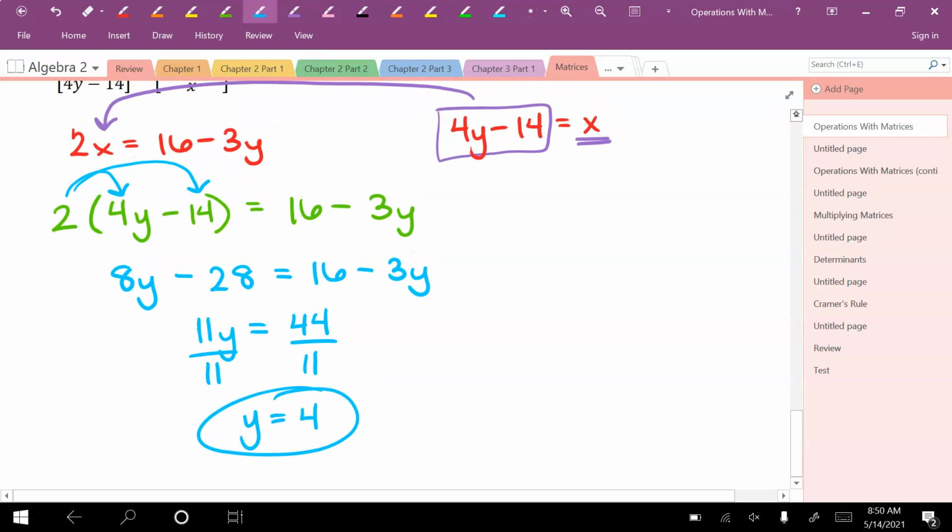So then what I can do is take my y value and come back to either equation. It really doesn't matter which one. I do think that using the one on the right is going to be a little bit easier, just because I won't have to worry about that 2 that's attached to the x in the first equation. So I'm going to plug it into the second one here. I'm going to take 4 times 4, because that's what I found for y, minus 14, and that's going to be my x. So that's going to be 16 minus 14, so x is going to come out to be 2.